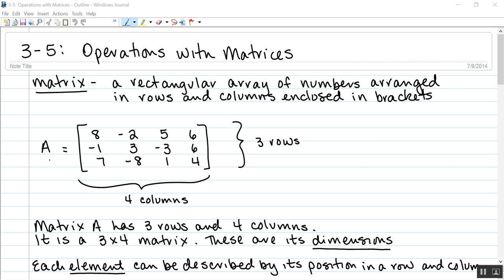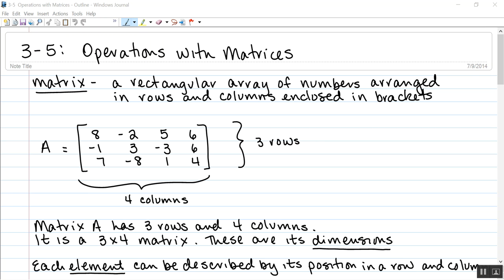It has 3 rows, and the rows go across horizontally, and it has 4 columns. The 4 columns go up and down vertically. Matrix A has three rows and 4 columns. We call it a 3 by 4 matrix. We name the rows first and then the columns, and these are its dimensions.